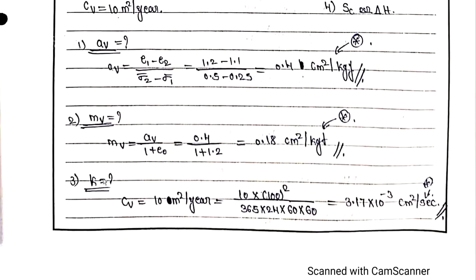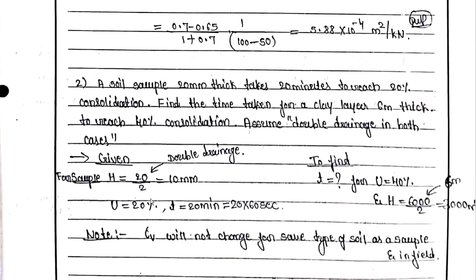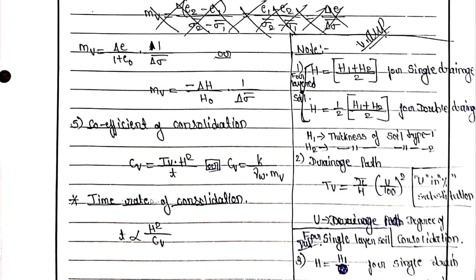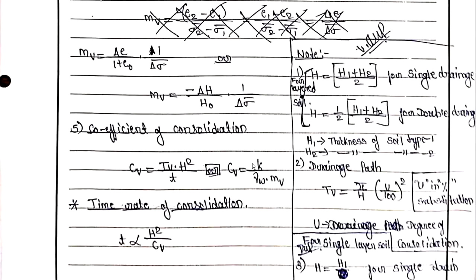Next, how to find out the value of k? Now it is important. To find the value of k, I have to use the formula of cv. So you can see over here, cv is equal to k divided by mu w into mv. So mv we have already found, mu w we know, and cv they have given. So I can use this formula to find the value of k.